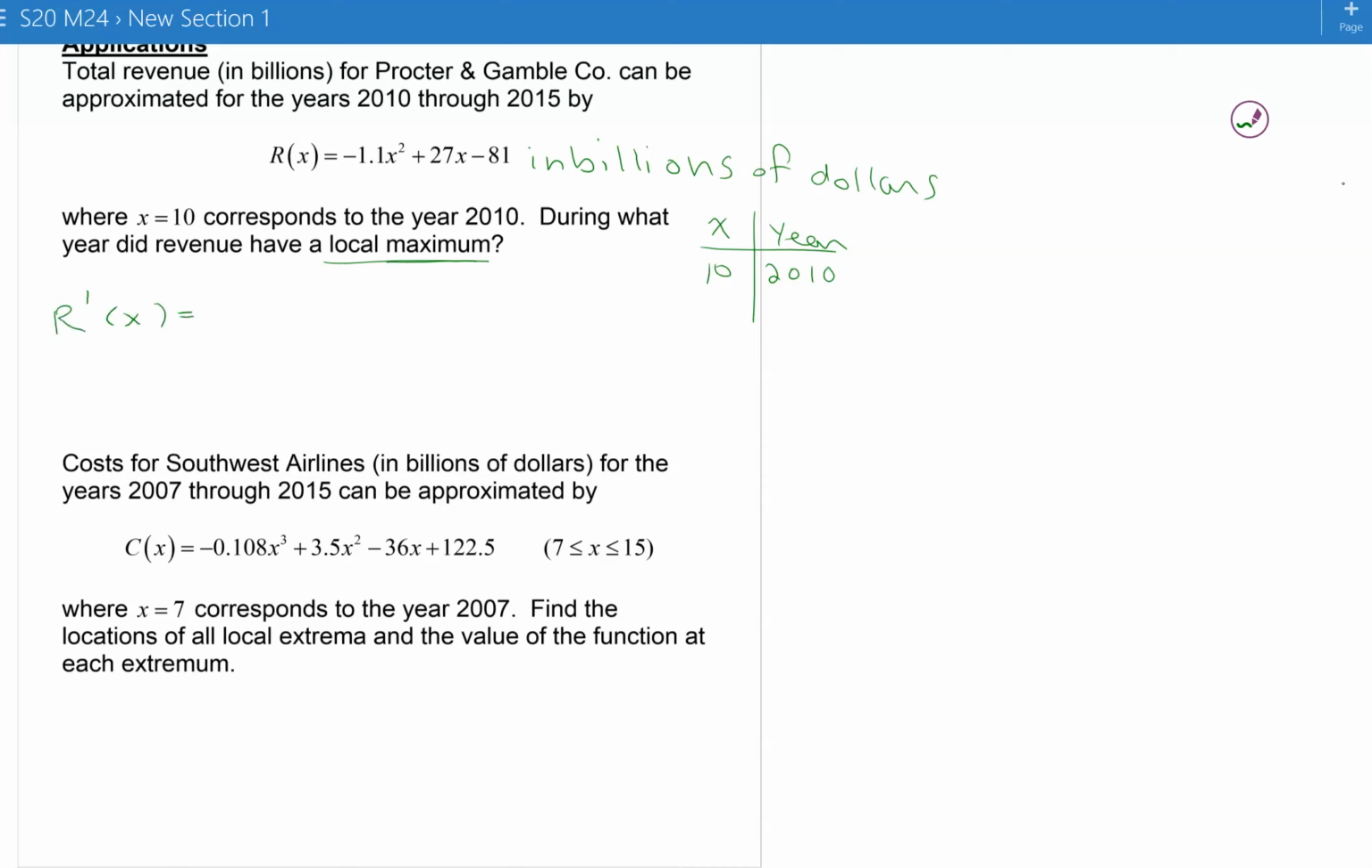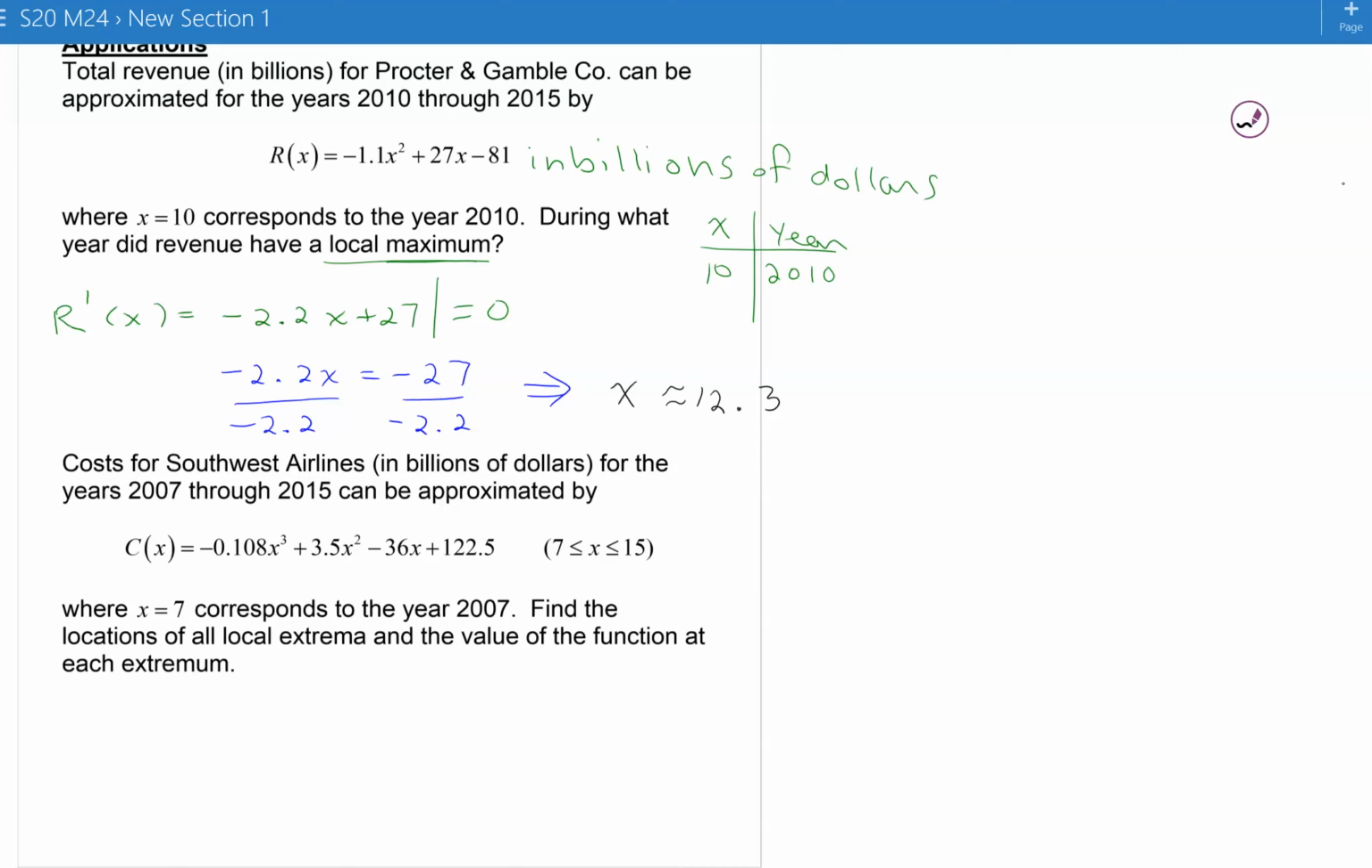So the derivative is going to be negative 2.2x plus 27. And I want to set that equal to 0. So negative 2.2x equals negative 27, and divide by negative 2.2. And we're going to get that x is about 12.3.